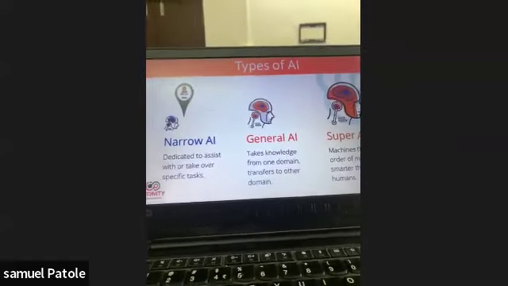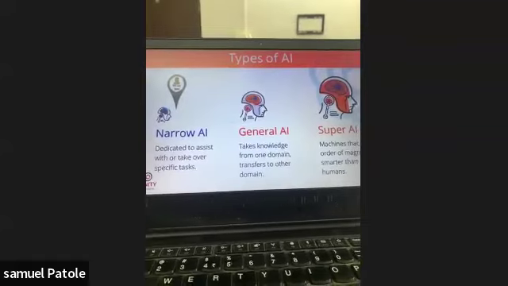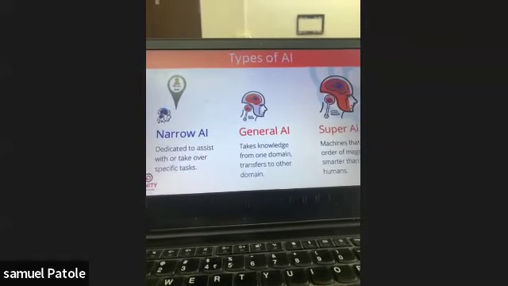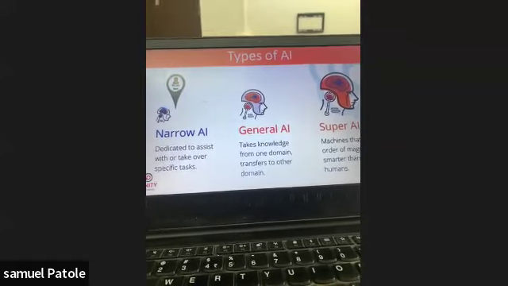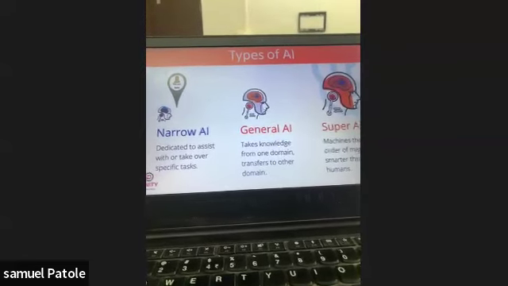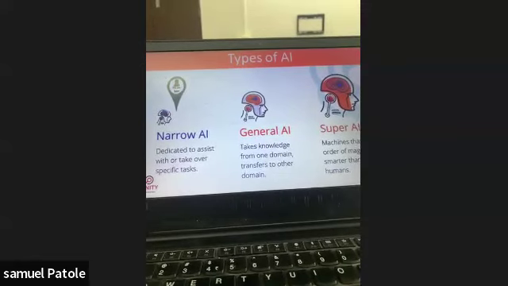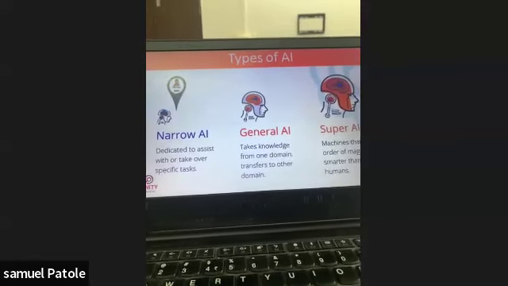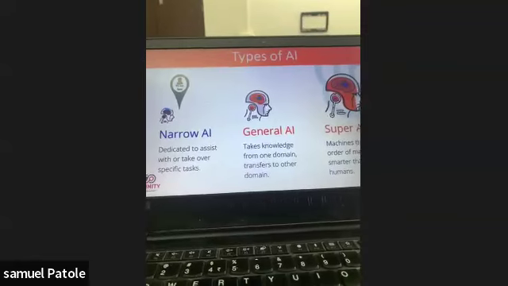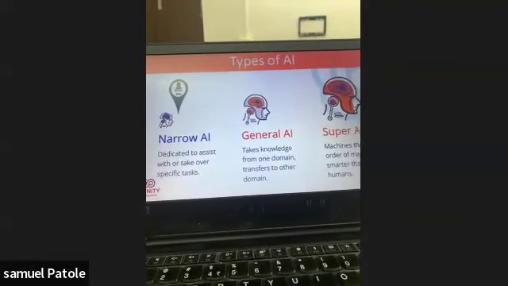Now, this question is very prominent among people: that AI is going to take over your job or AI is going to take over all the fields. Okay, so that is true to some point. AIs can be broadly classified into three categories: narrow AI, general AI, and super AI.